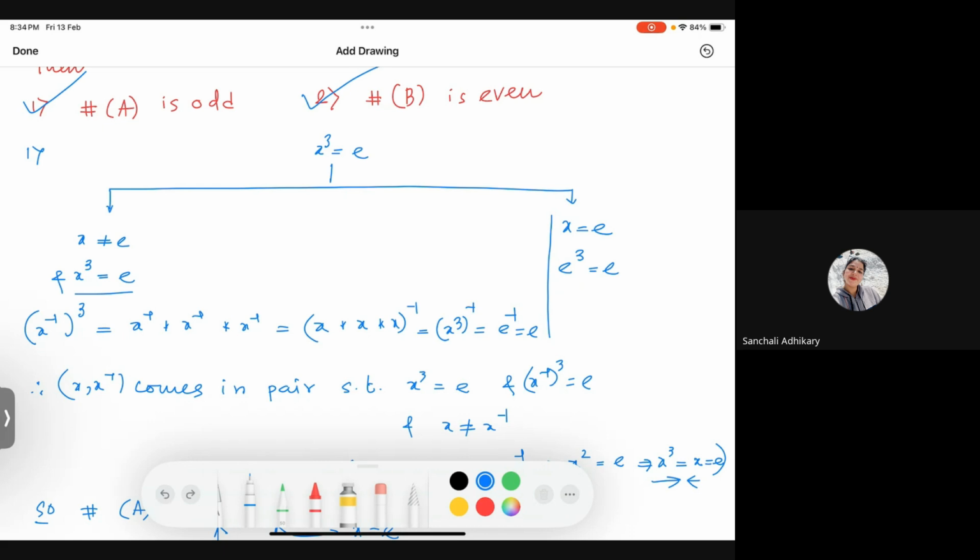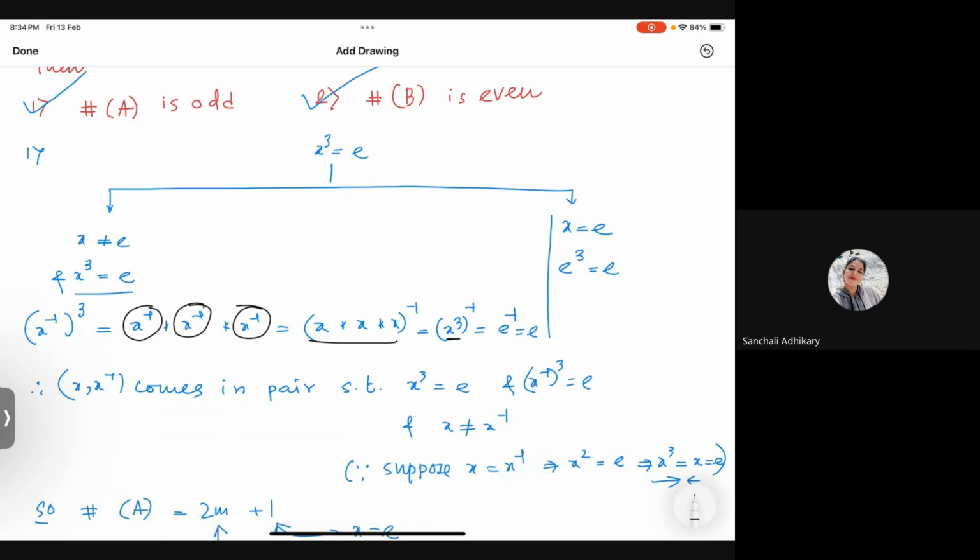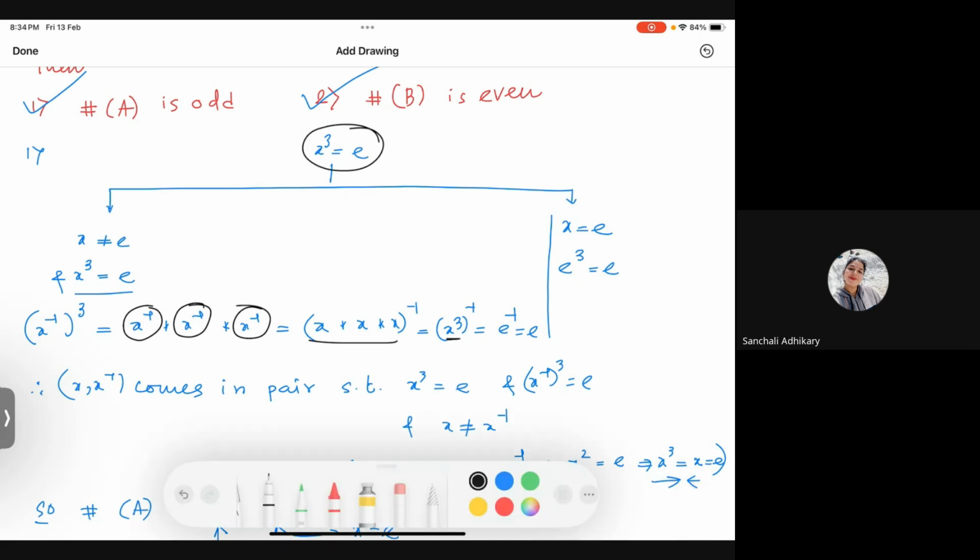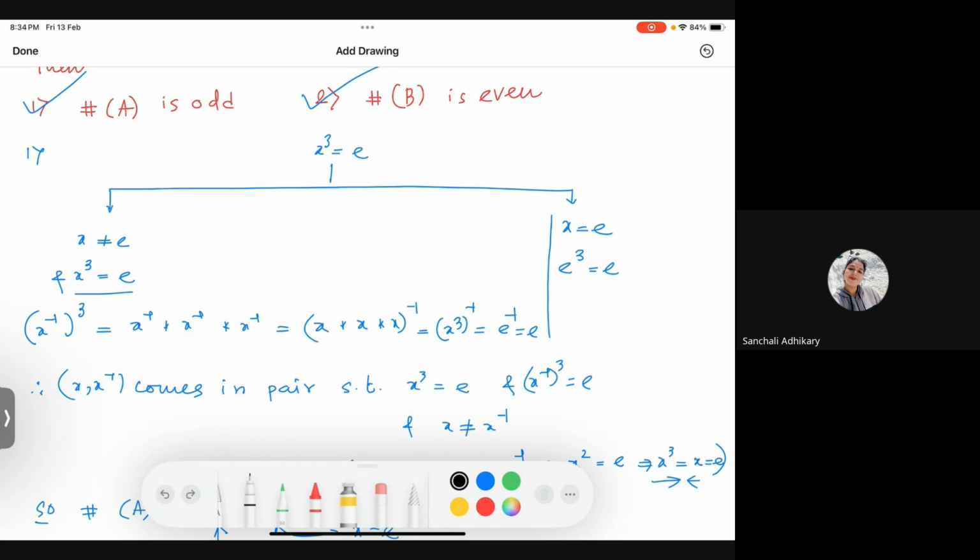Why? Because x inverse times x inverse times x inverse. Now use the socks-shoes property. From here I can write x cube, its inverse, and x cube is identity, this is given, so the inverse is identity. So observe one thing: if x cube is identity, then x inverse, its cube, is also identity.